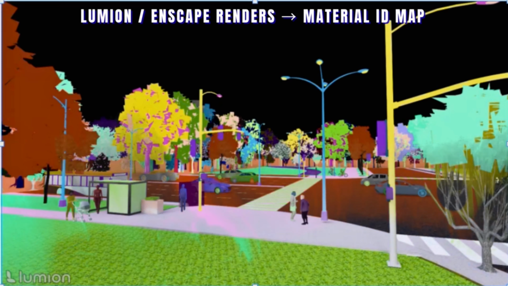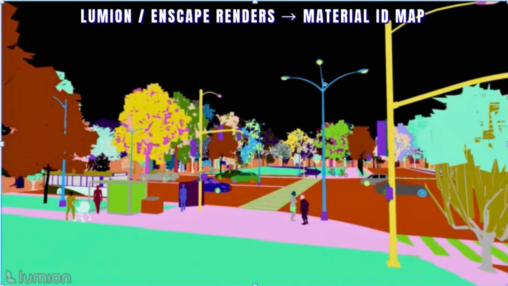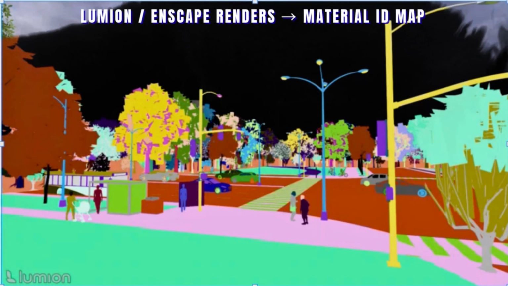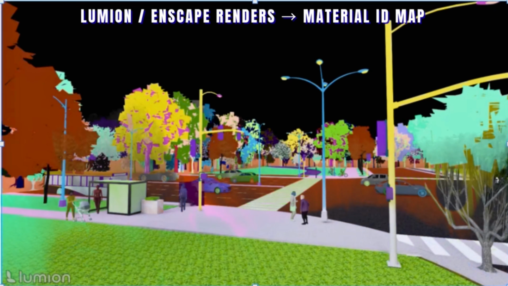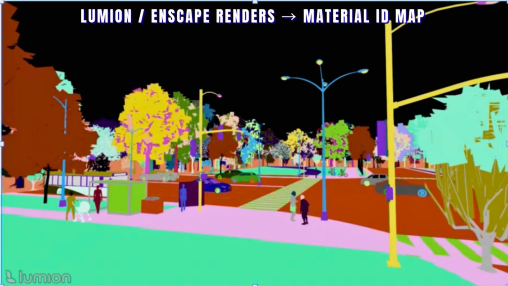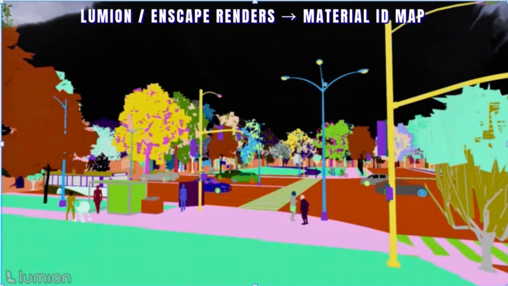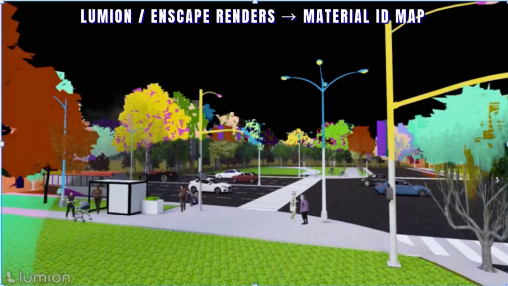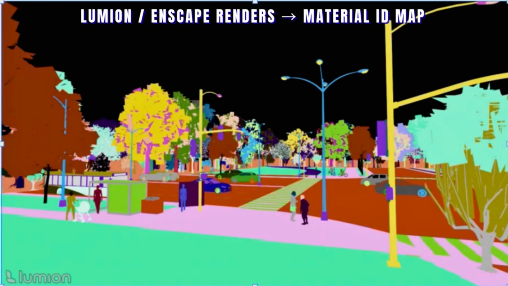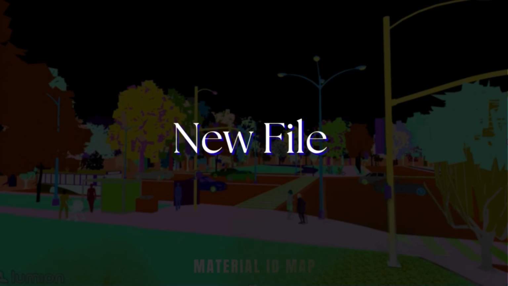So before we jump in, let's make sure you are exporting your renders along with their Material ID maps. These maps assign a unique color to each material in your scene, letting you quickly select them in Photoshop by just clicking on the color assigned to your material. It's like a shortcut for isolating materials and textures. This is going to make our post-production process so much faster and cleaner.